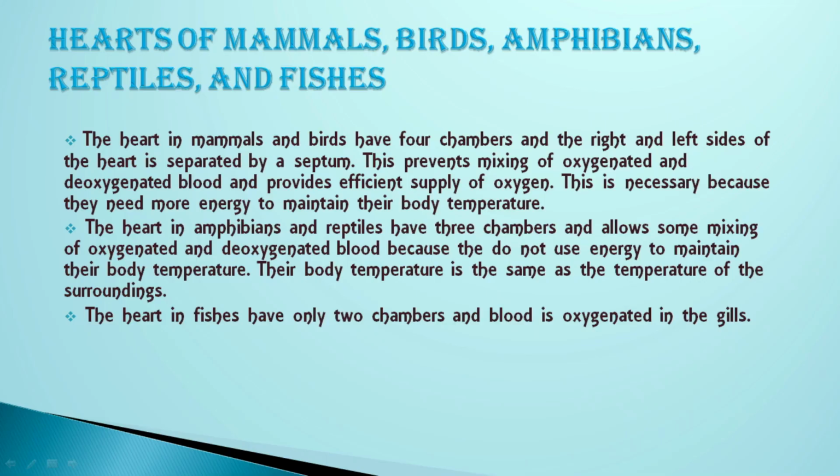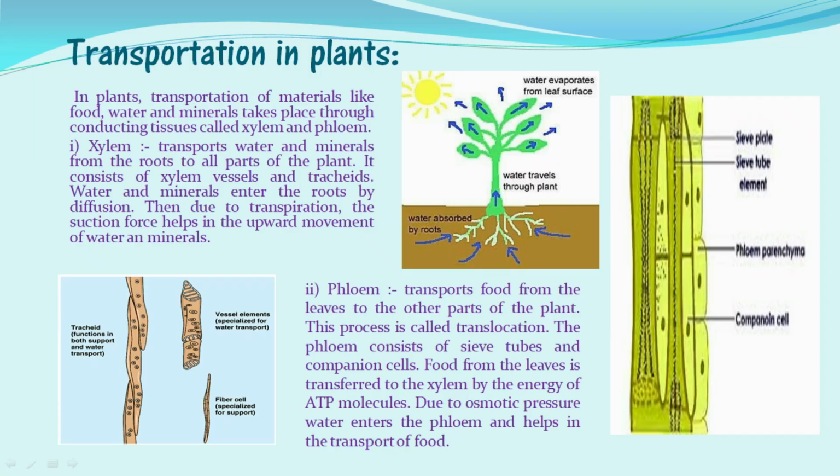The heart in mammals and birds is four-chambered because it should not allow the mixing of oxygenated and deoxygenated blood. An efficient supply of oxygen is always needed for them to provide energy to maintain body temperature. Whereas amphibians and reptiles have three chambers, and fish have only two chambers, where mixing is possible because they don't require this efficient supply of oxygen to maintain body temperature. They depend on the environment to keep their body temperature maintained.